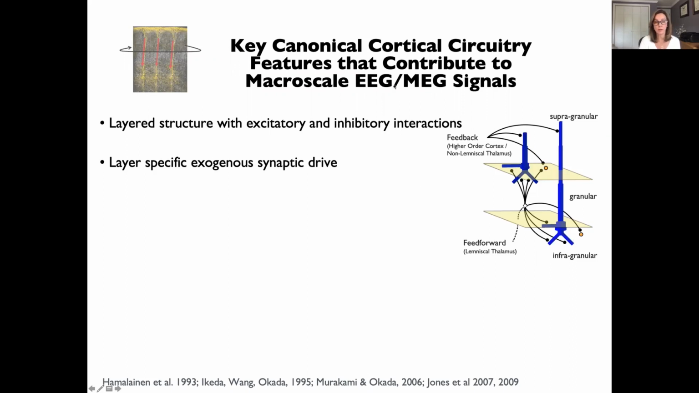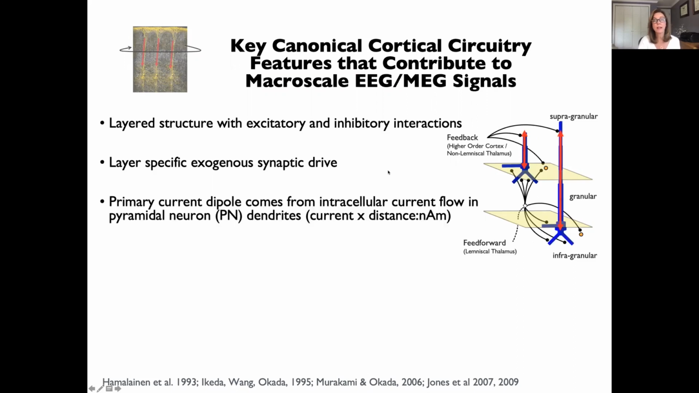The other type of input is what we refer to as feedback input that comes from higher order cortex or non-lemniscal thalamic nuclei and contacts directly into the supragranular layers. And then again, the primary current dipole comes from the net intracellular current flow across all of the population of pyramidal neurons. And now with this level of detail in a model, the unit of measure of the primary current is current over distance. And this is the same unit of measure that we get out of our source localized EEG or MEG data. And so we would have one-to-one comparison between the output of the model and our recorded data.